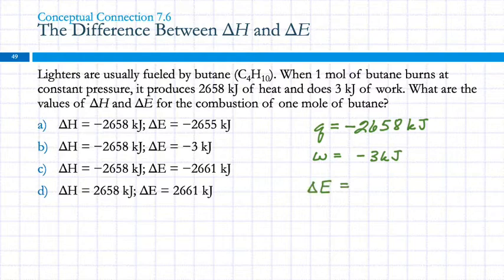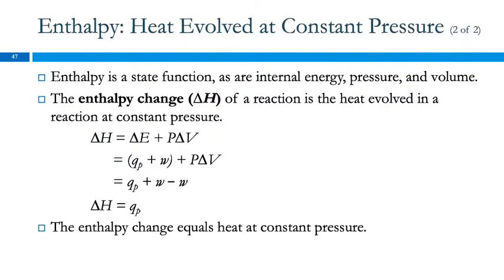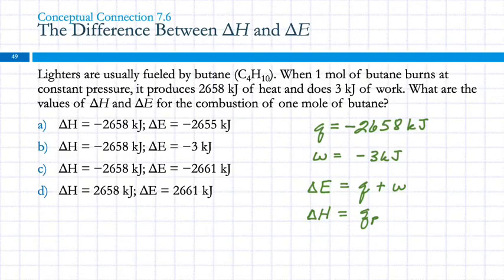Well, delta E was Q plus W, and delta H at constant pressure was what? It was just Q at constant pressure. Right, back here. Delta H is equal to Q. We got the W's to cancel each other out. So delta H is equal to Q. Q is this number.